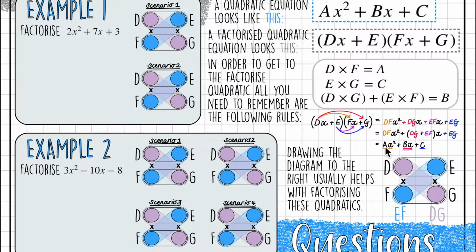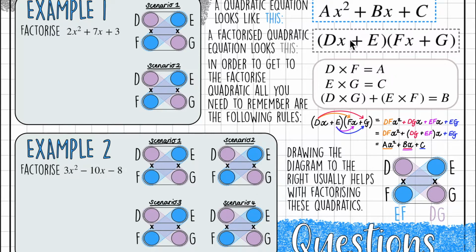So you can see how these rules occur. We've made df equal to a, that's rule 1, and it's happened here. We've made eg equal to c, so that's happened here, eg is equal to c, and we've made d times g plus e times f equal to b. So this expression here we've made equal to b. So you can see how these rules happen. It's good to remember them, but also it's good to know how they came about, so if you do forget, you can always work it out.